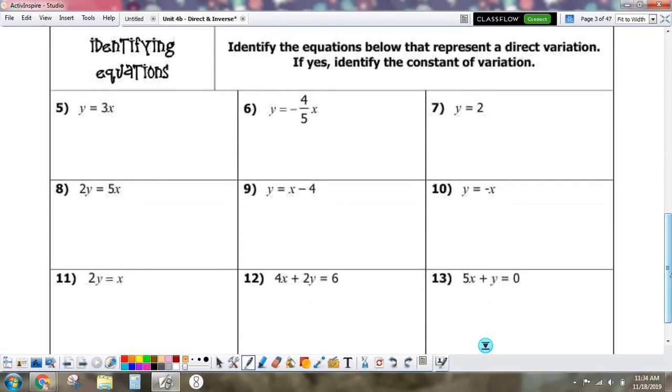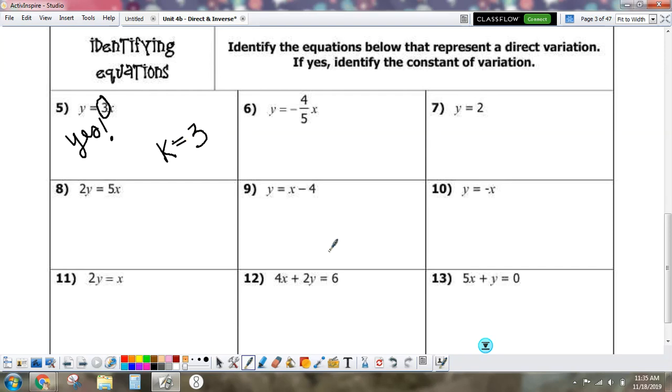So we're going to go ahead and move on to identifying equations. This part involves looking at the equation. You may need to rewrite it in y equals kx form. But if you have it in y equals kx form, then it is a direct variation. So for example, the first one, this is y equals kx form. So yes, this is a direct variation, and the 3 is my constant.